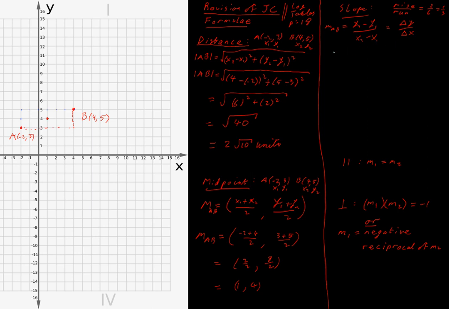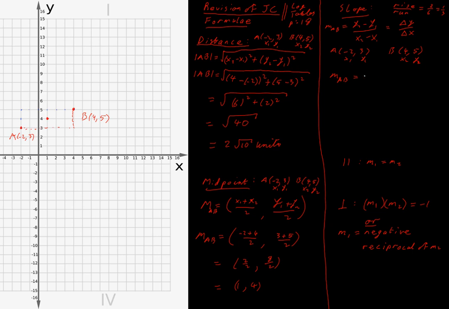Now, as always, write down what A and B are. A is -2, 3. B is 4, 5. X1, Y1, X2, Y2. Sub in. Little m, subscript AB, to keep track of which slope I'm talking about.